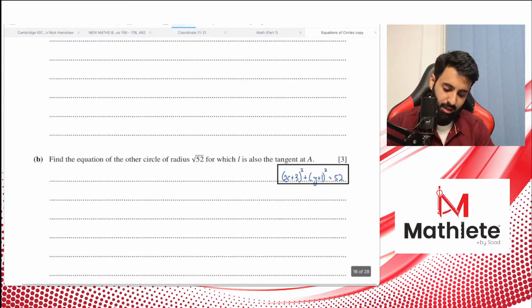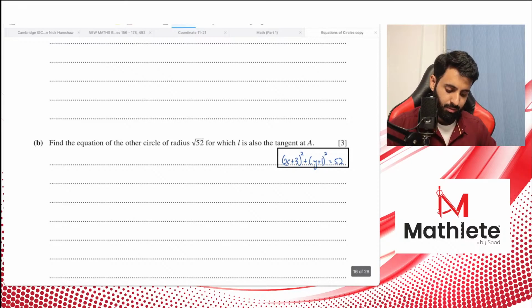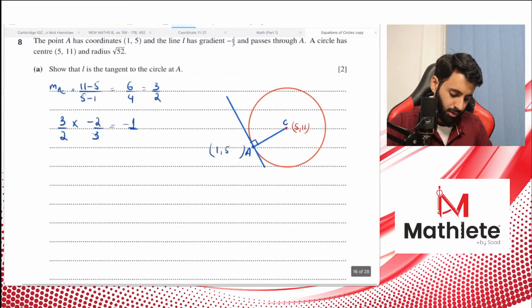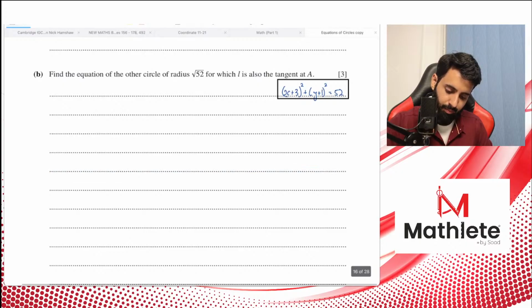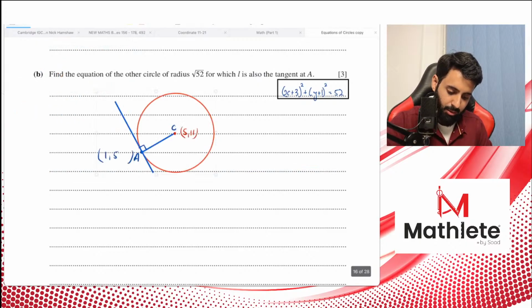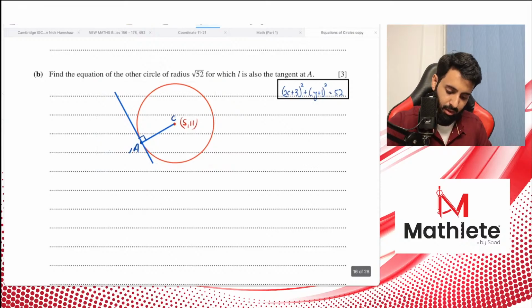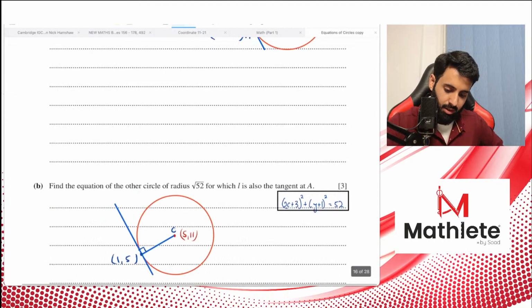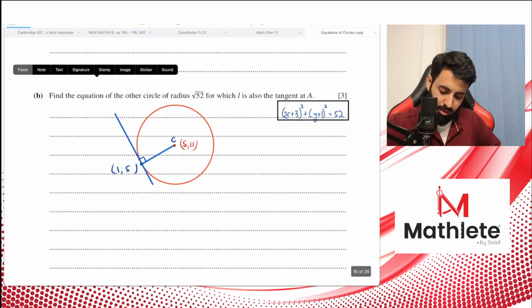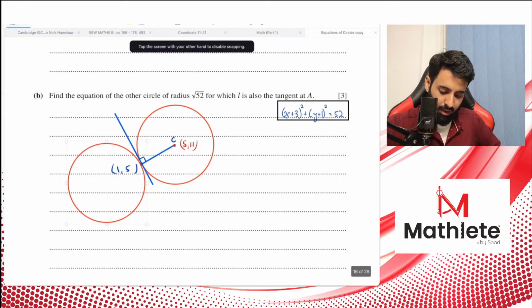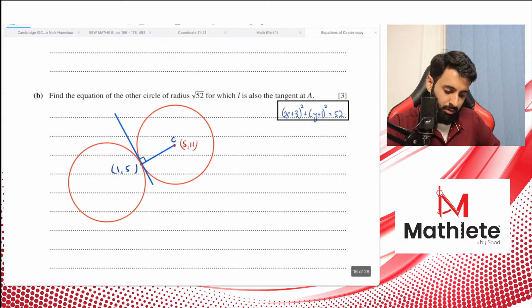Okay, then it says find the equation of the other circle of radius root 52 for which L is also tangent at A. Okay, now this is interesting. So let's copy this and paste it over here. Now what you have to do is, let me just rewrite this using less space, 1 comma 5. There's another circle apparently which is also tangent to this line right here, and it has the same radius. Using this information you have to find the equation of this circle.